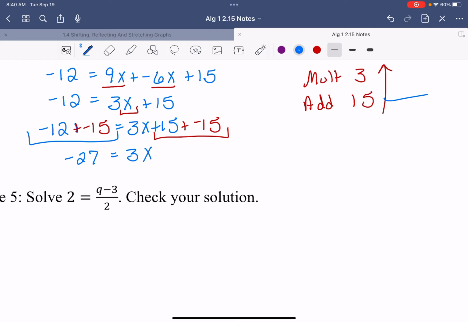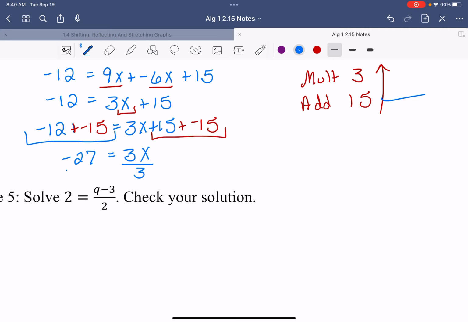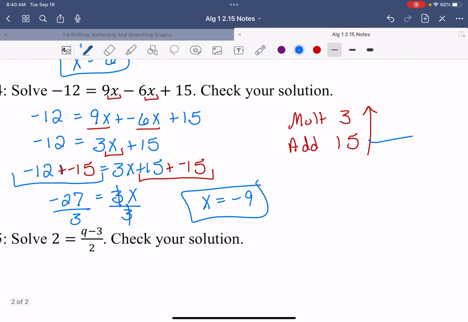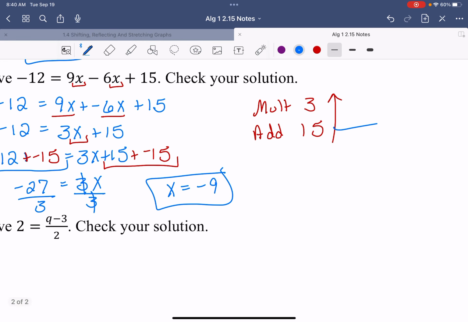So now I undid the add 15. Now I need to undo the multiply by 3, which is divide by 3. Divide both sides by 3. 3 divided by 3 is 1. Again, they don't cancel. 3 divided by 3 is 1. That's all we're doing, we're just dividing. X equals negative 27 divided by 3 is negative 9. X equals negative 9.